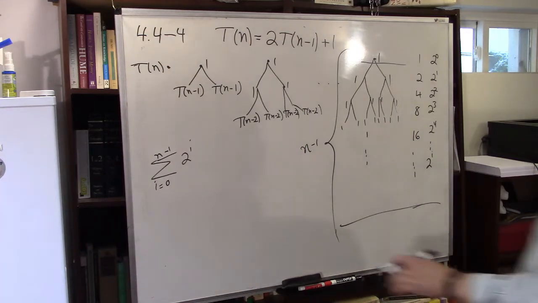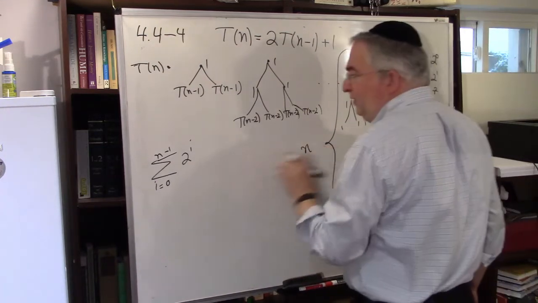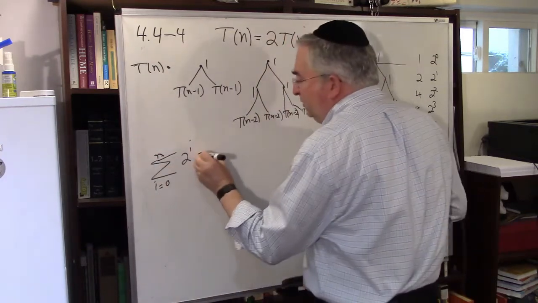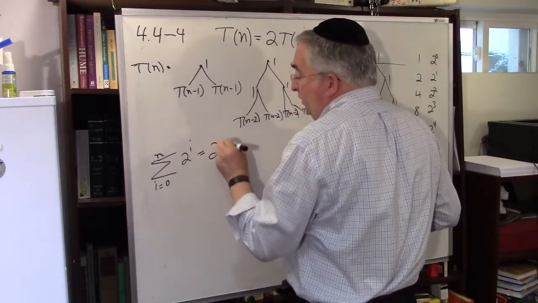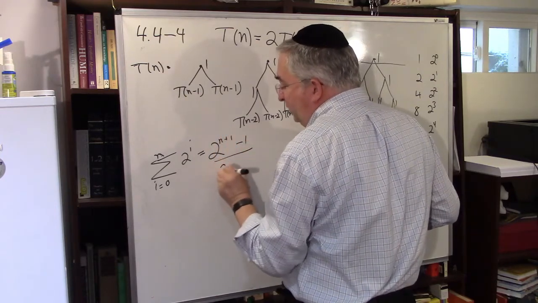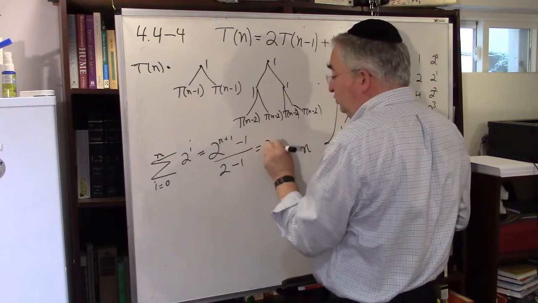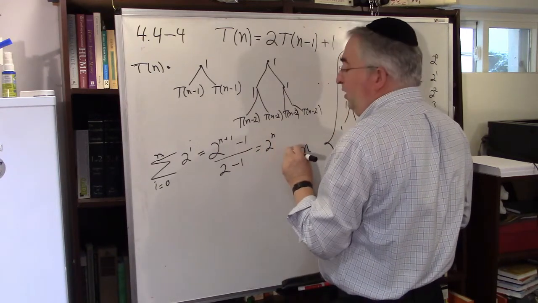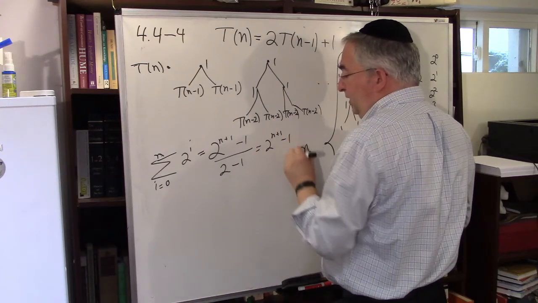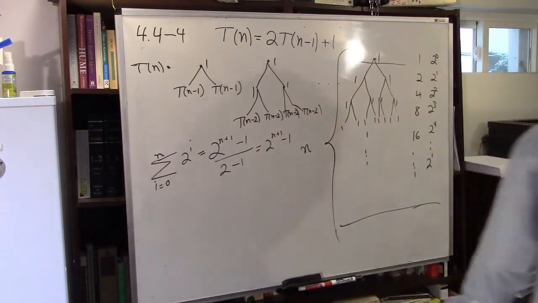Okay, sorry, I think this should be n. The height is n, and so we do that. This is equal to 2 to the n plus 1 minus 1 divided by 2 minus 1. So this is equal to 2 to the n plus 1, minus 1. I think that's it.